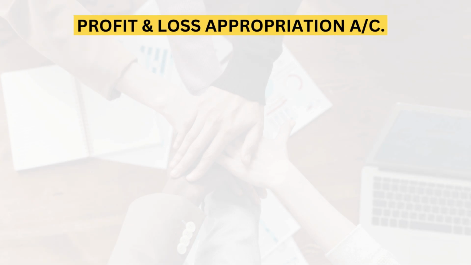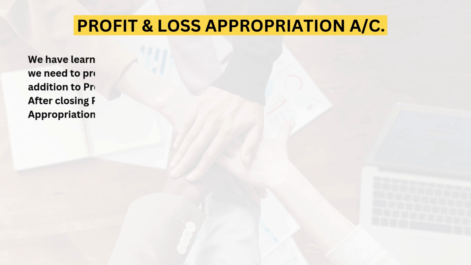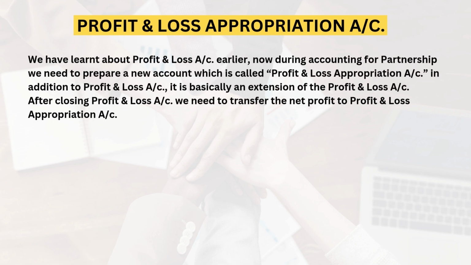Now let's discuss about Profit and Loss Appropriation Account. We have learnt about Profit and Loss Account earlier. Now, during accounting for partnership, we need to prepare a new account which is called Profit and Loss Appropriation Account in addition to Profit and Loss Account. It is basically an extension of the profit and loss account. After closing profit and loss account, we need to transfer the net profit to profit and loss appropriation account.